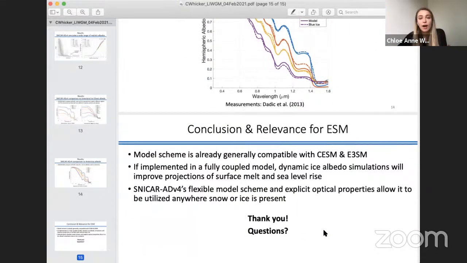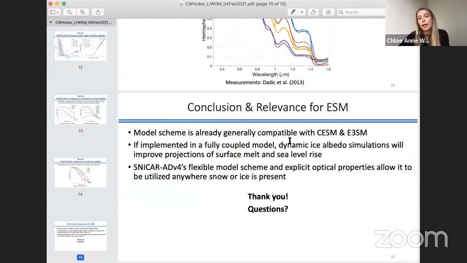So in conclusion, our model scheme is already compatible with CESM and E3SM. And if it's implemented in a fully coupled model, dynamic ice albedo simulations can improve our projections of surface melt and sea level rise in the future. And SNICAR-ADv4's flexible model scheme and explicit representation of optical properties allow it to be utilized anywhere snow and ice is present. Thank you.